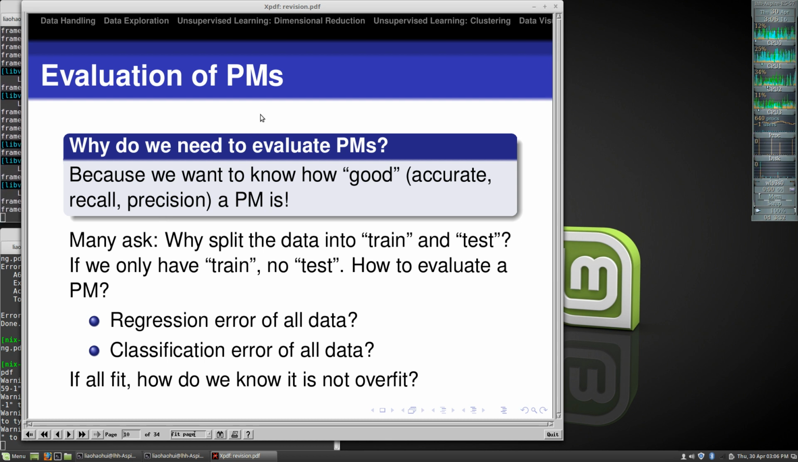So next, we need to talk about the evaluation of predictive models. Because having all the models, which one of them is the best for us? When we want to evaluate, we need to find what we mean by how good a predictive model is. Most of us would probably start off with the default performance measurements: accuracy, recalls, precisions.